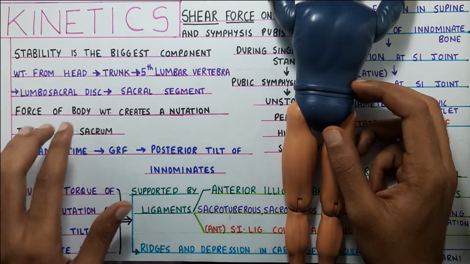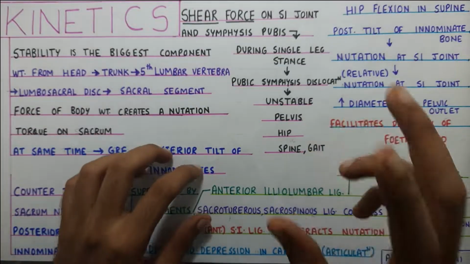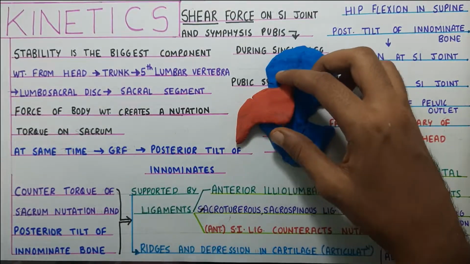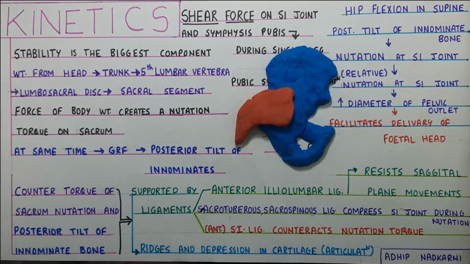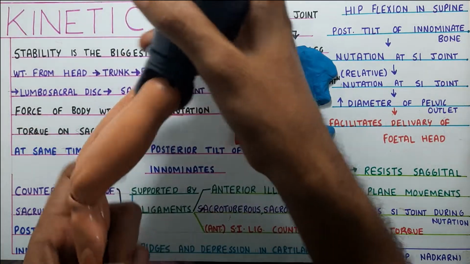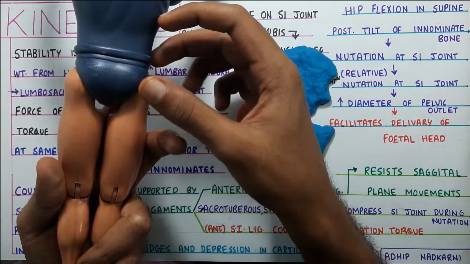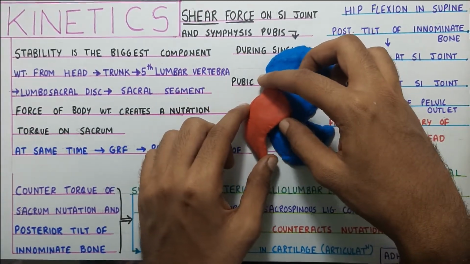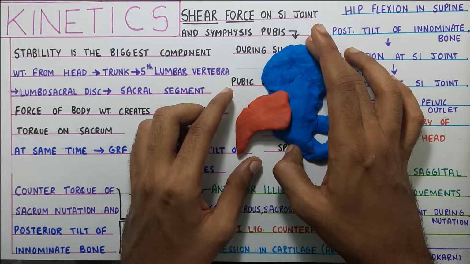What happens over here is the force of the body coming from the top creates a nutation torque, okay? So nutation, if you remember, I'll show you guys again. This is nutation. So the nutation torque is created at the sacral region, and at the same time the force from below, the ground reaction force, is also coming to the top, right? And when we are standing, as we know from sitting, all the extensors, the glutes and all are firing, which creates a posterior pelvic tilt. So from the top the nutation was occurring, right? The sacrum was moving this way, and from below, because of the GRF, there is a posterior tilt of the innominate bones, okay?